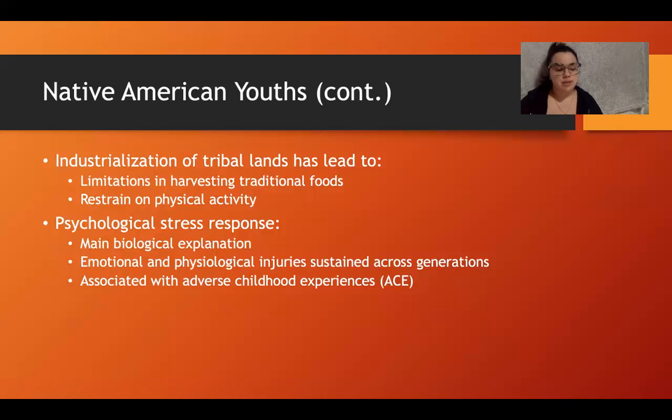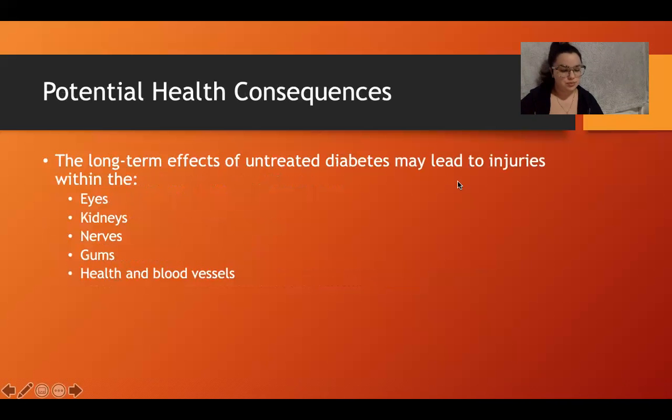If the issue of diabetes among Native American youths continues to prevail, this population will be at risk of long-term complications. Here we have the potential health consequences, like the long-term effects that I was just talking about.